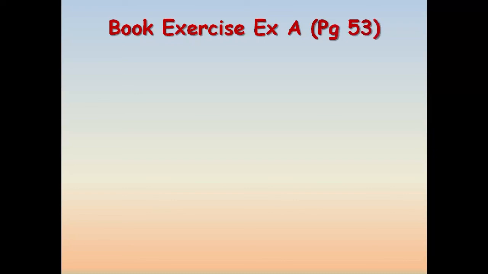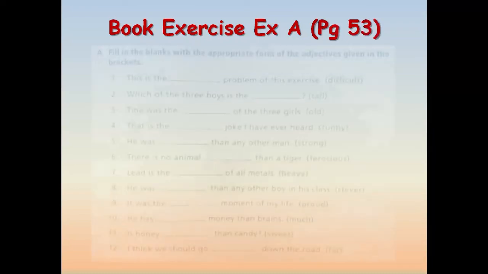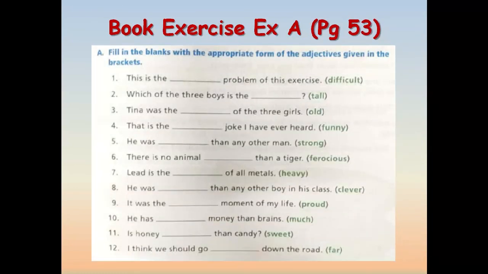After this, you have exercise A on page number 53. Let's see what we have to do here. Fill in the blanks with the appropriate form of adjectives given in the brackets. Over here you have 12 sentences. The adjectives are given in the bracket. You have to use the correct form of these adjectives. So this is the dash problem of this exercise. I can say this is the most difficult problem of this exercise. I can use the superlative degree over here. Similarly, you have to solve the remaining sentences.